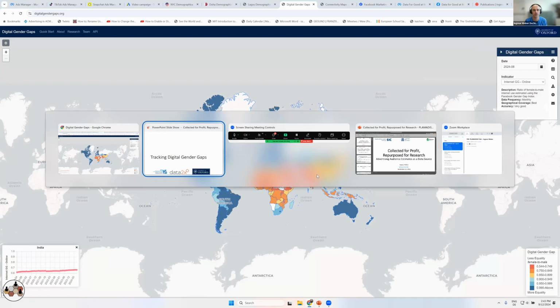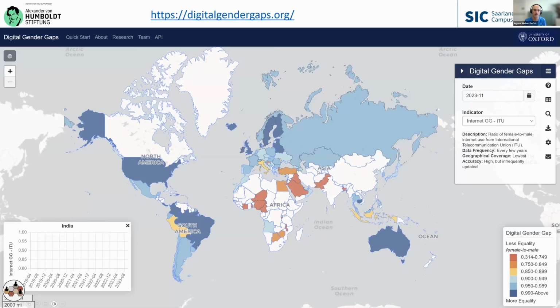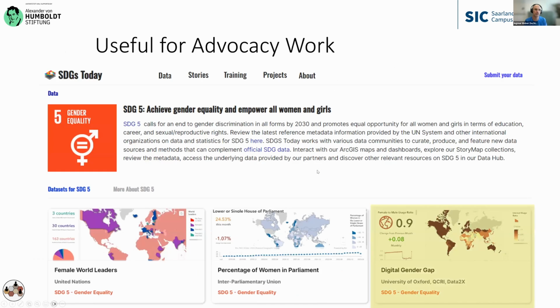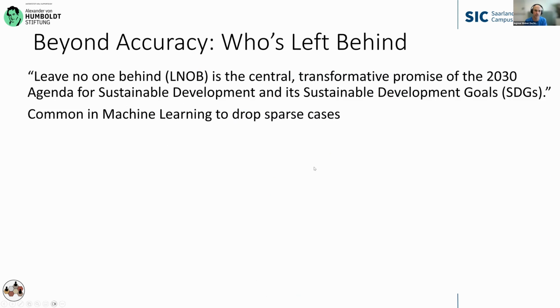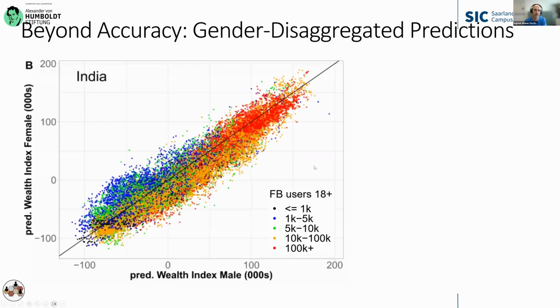I'll skip the rest of this because I want to have time for a bit of discussion. I also hinted at before that we're also looking at poverty, and the punchline is that actually also works reasonably well.